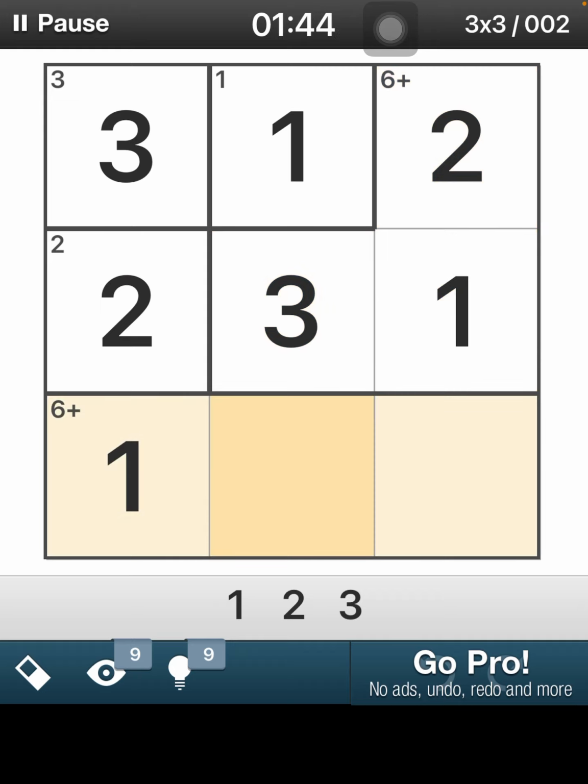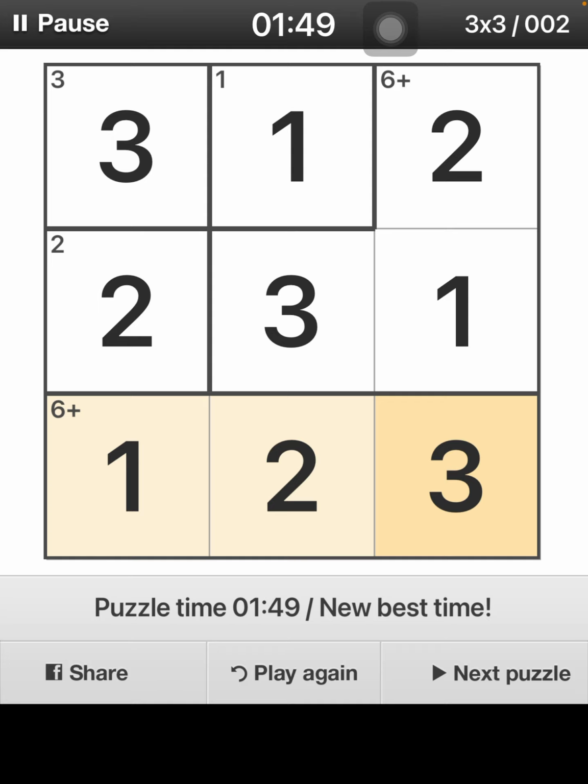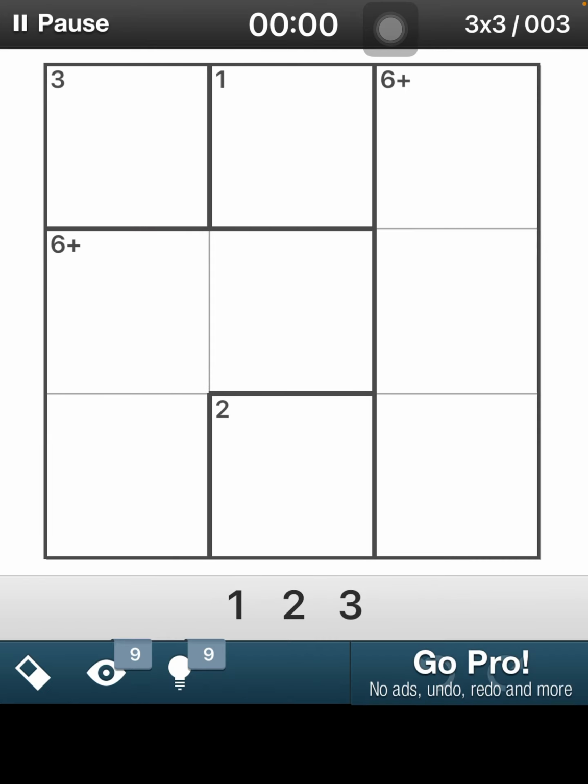This can't be 1 or 3, it has to be 2. This can't be 1 or 2, it has to be 3. And next level. I know this one is 3, 2, 1. Because of the numbers.